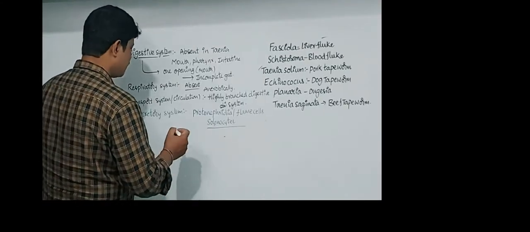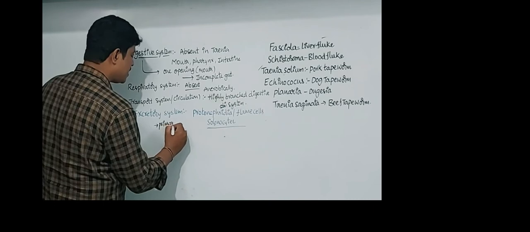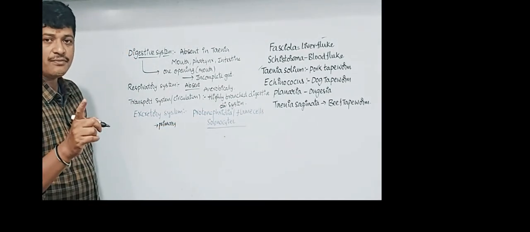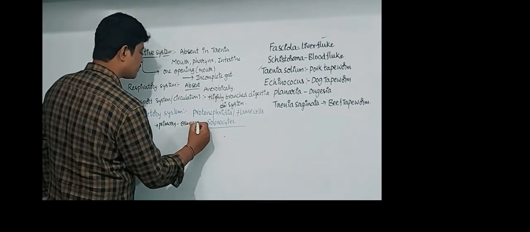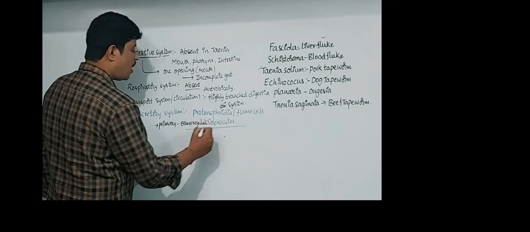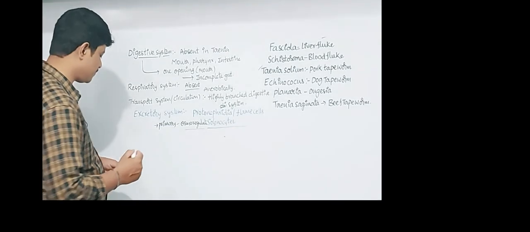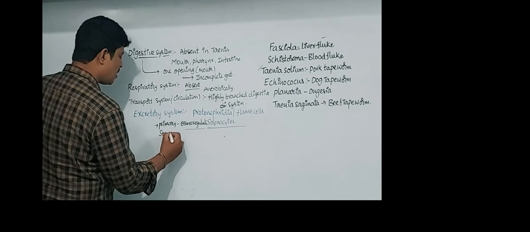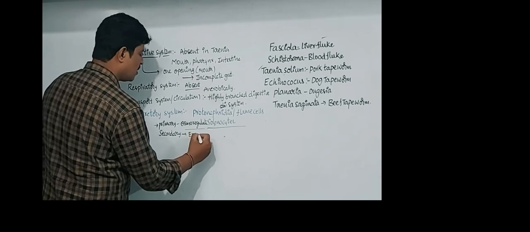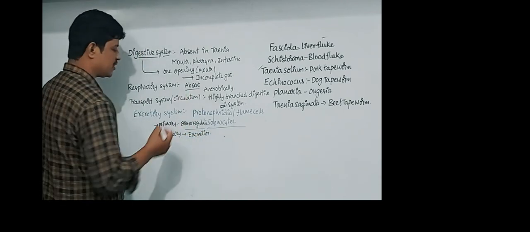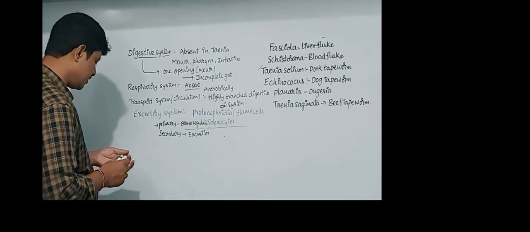See, in these protonephridia, the primary function is not excretion. The primary function of the protonephridia is osmoregulation. Osmoregulation regulates the water and electrolyte balance. Whereas the secondary function of these flame cells is excretion. The primary function in these animals is osmoregulation and the secondary function is excretion.